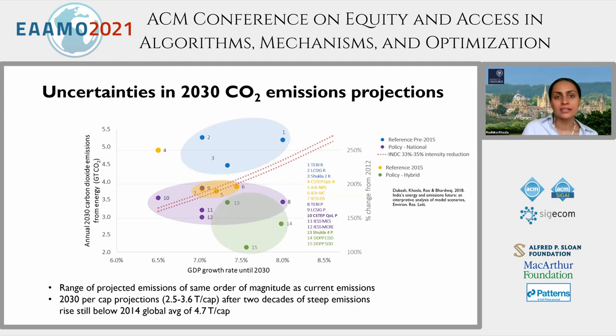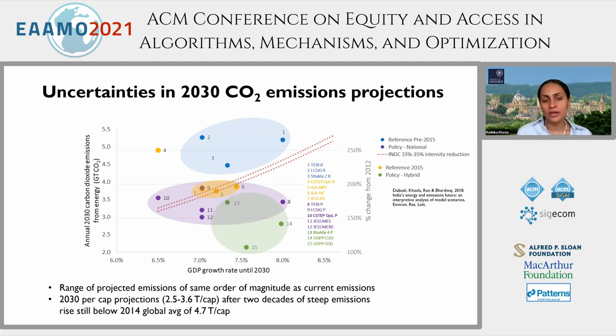I'll point to that in this graph here. This is some of the work that we had done before the Paris negotiations. If you look at the left-hand side, the y-axis, these are the projections for what carbon dioxide emissions for India would be in 2030. And the x-axis is different growth rates, because again, that's another place of uncertainty in development: you don't know what rate the country is going to grow at. And all the dots are different studies, different modeling studies.